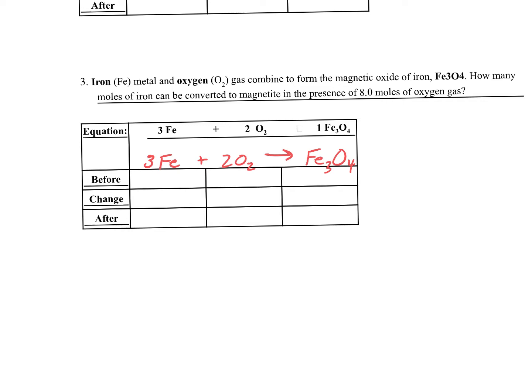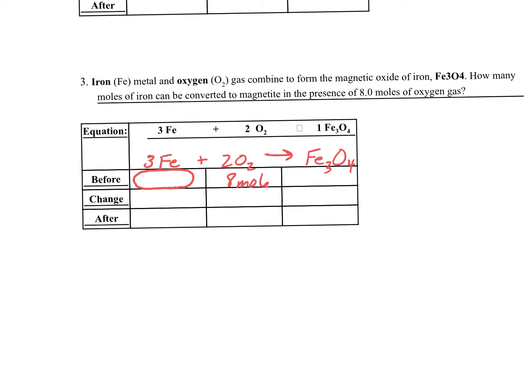Well, this is a slightly different stoichiometry problem than what we've done before, because this time we're not calculating product, we're calculating reactant, but there's nothing different about what we're going to do. So we're always just going to start with writing in what we know. And we're given 8 moles of oxygen. Now, the problem is asking how many moles of iron can be converted. So really, what we're trying to solve for is what I just circled there. We're really trying to solve for how much iron we need.